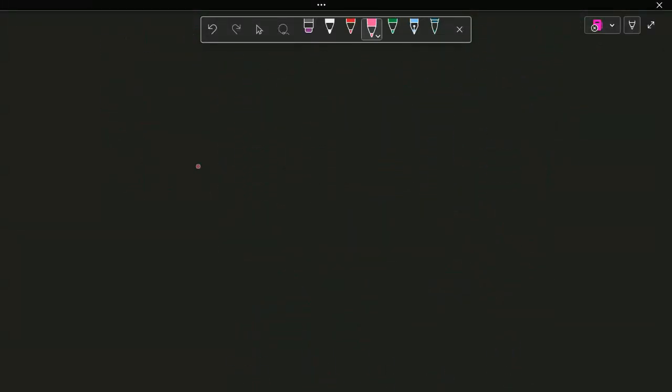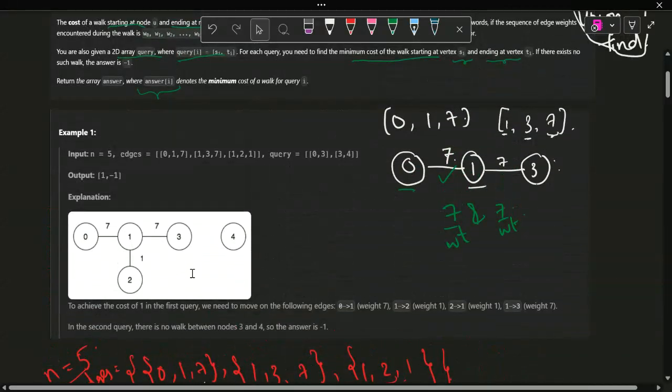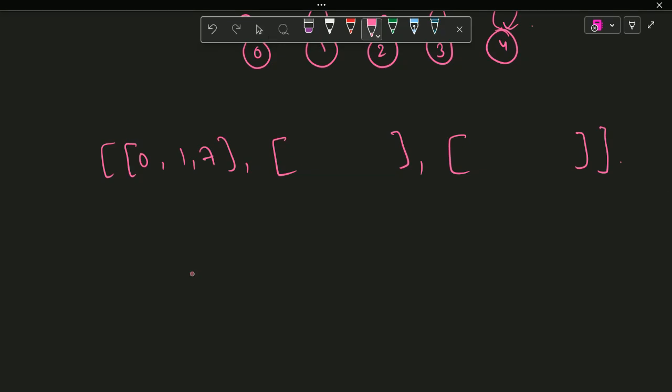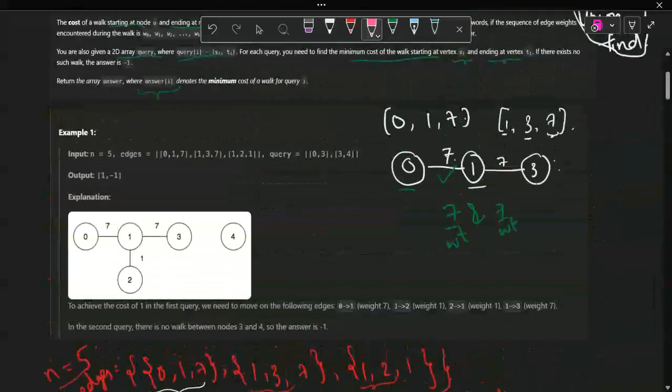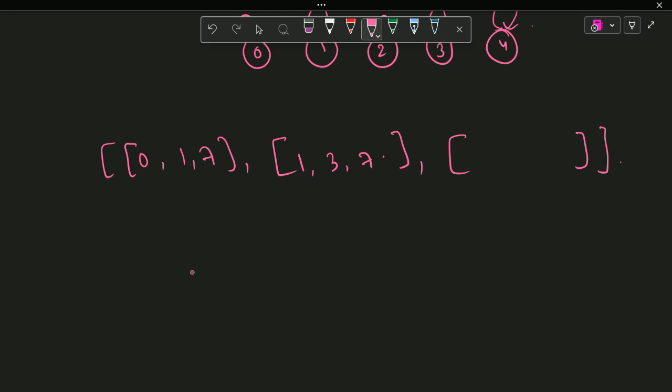The given edges array is 0, 1, 7, comma, 1, 3, 7, comma, 1, 2, 1, comma, 2, 1. Let us see what the given edges are. It is easy, my dear friends, please understand. I too have learned this topic only today, but I solved this problem using my own method. The given edges are these.